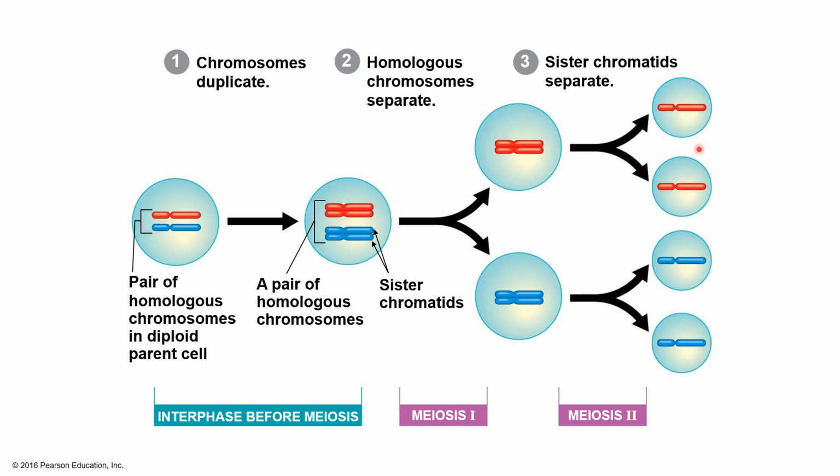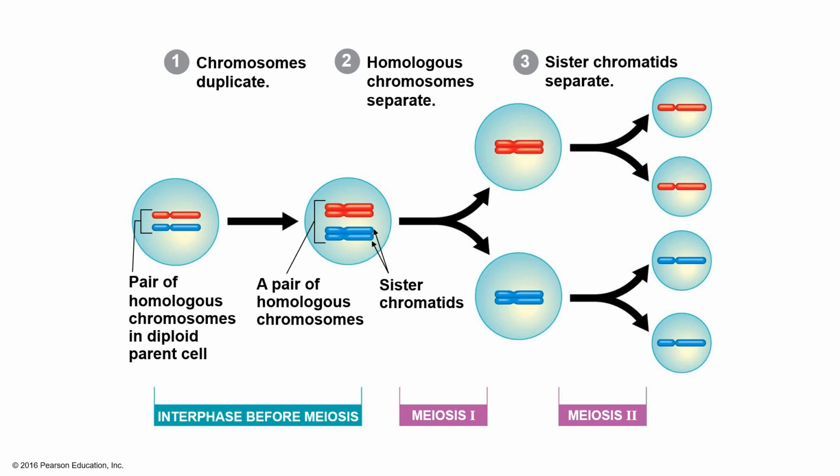So if this is happening inside of a female, then those are going to be 4 eggs. If this is happening inside of a male's body, then those are going to be 4 sperm. And as you can see, they're not going to be identical to each other, and they're definitely not identical to the parent cell.